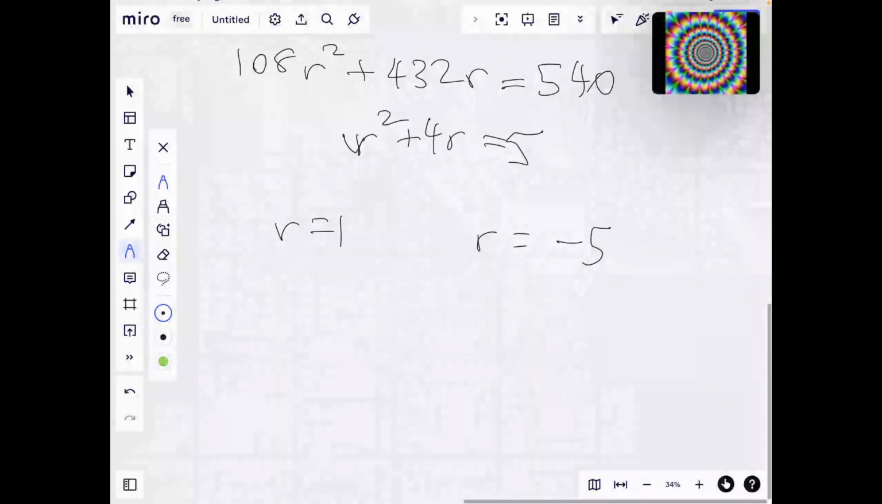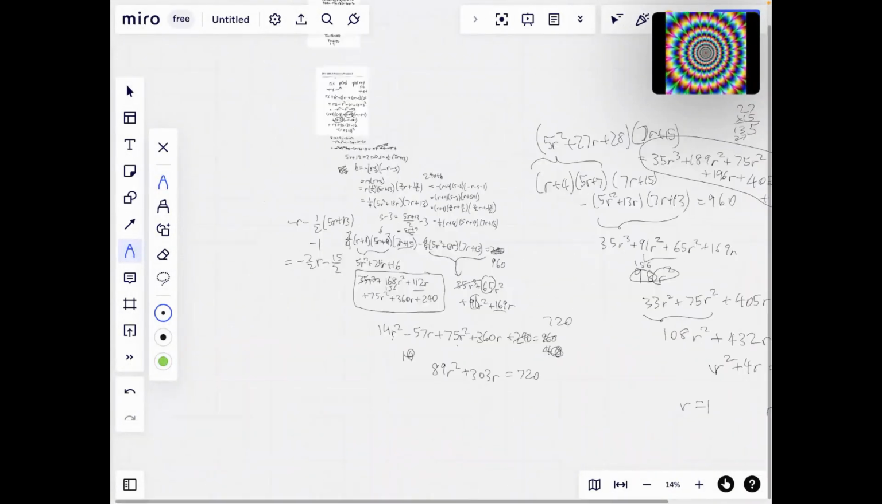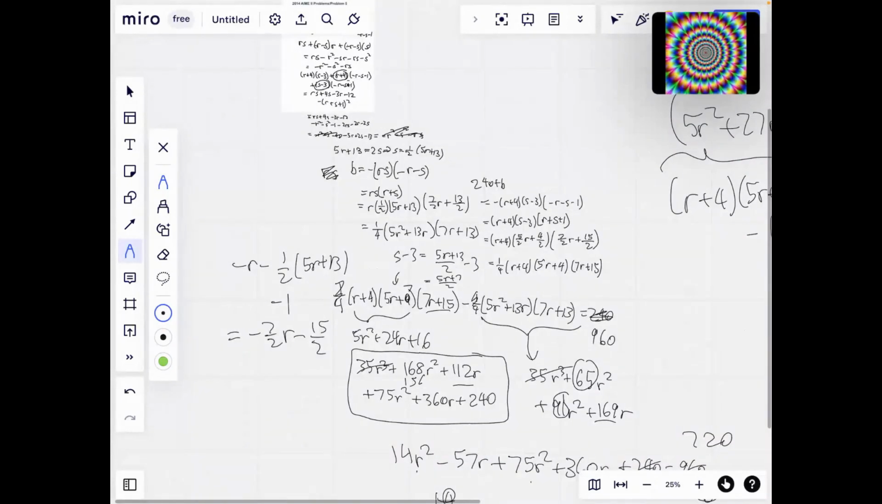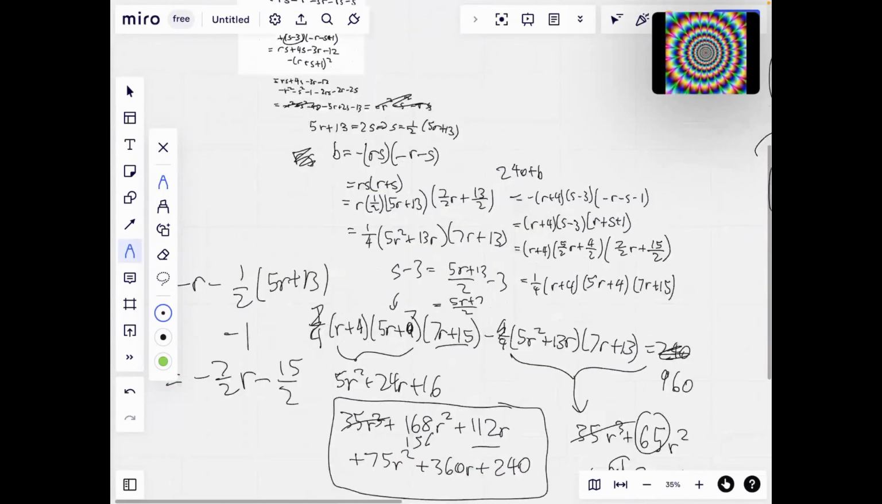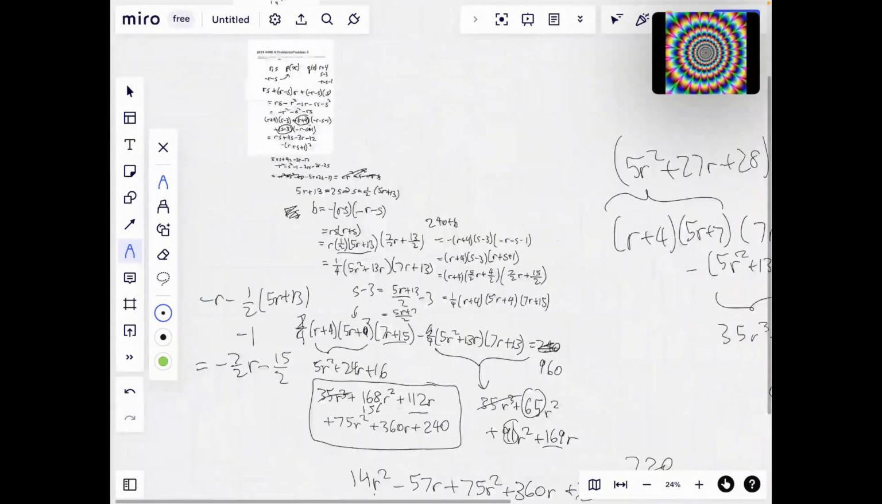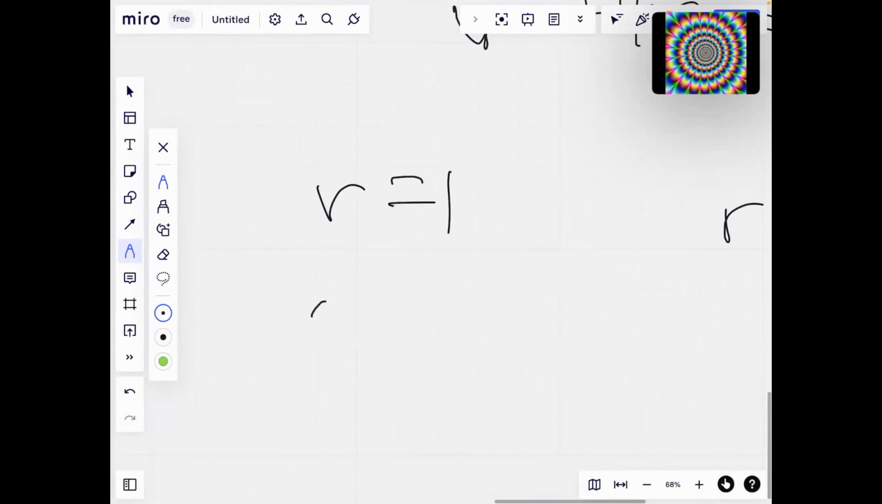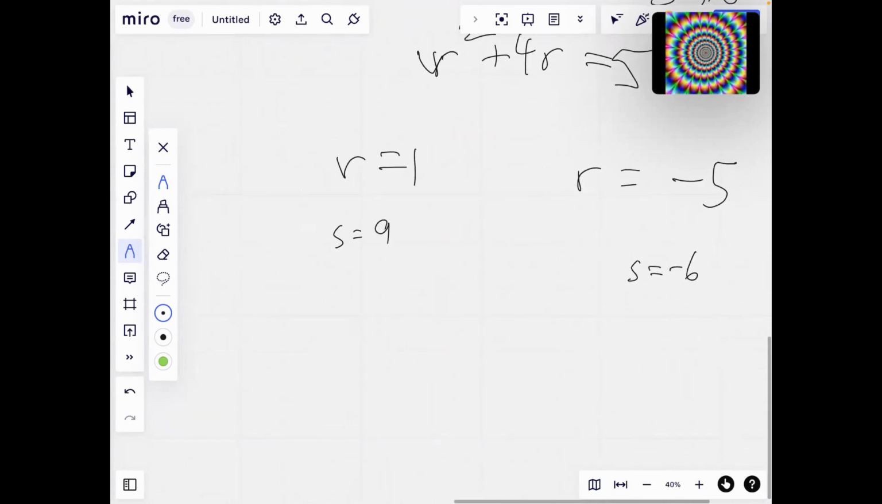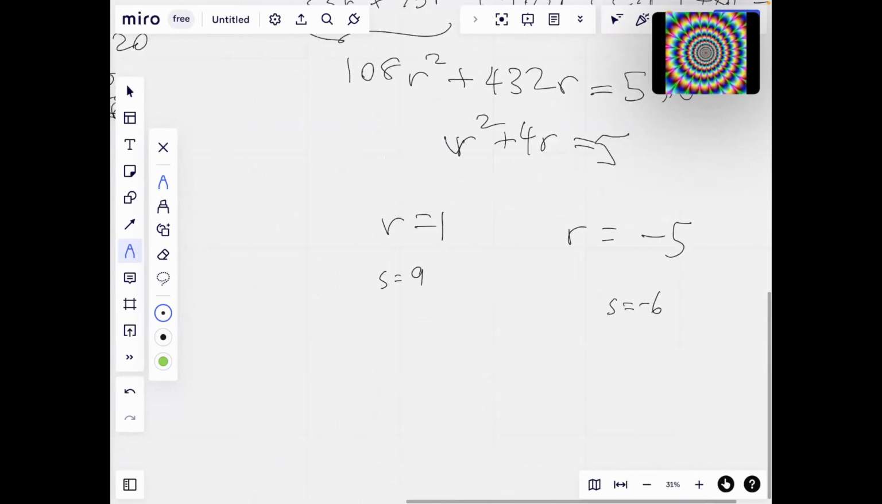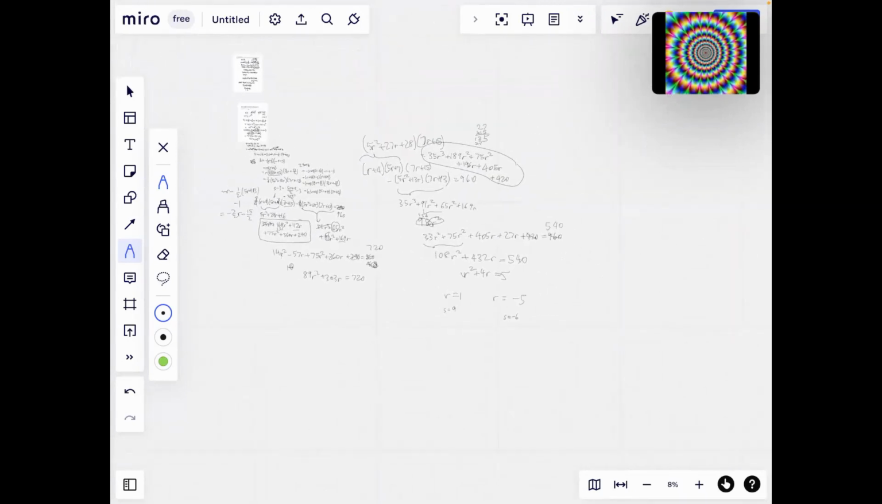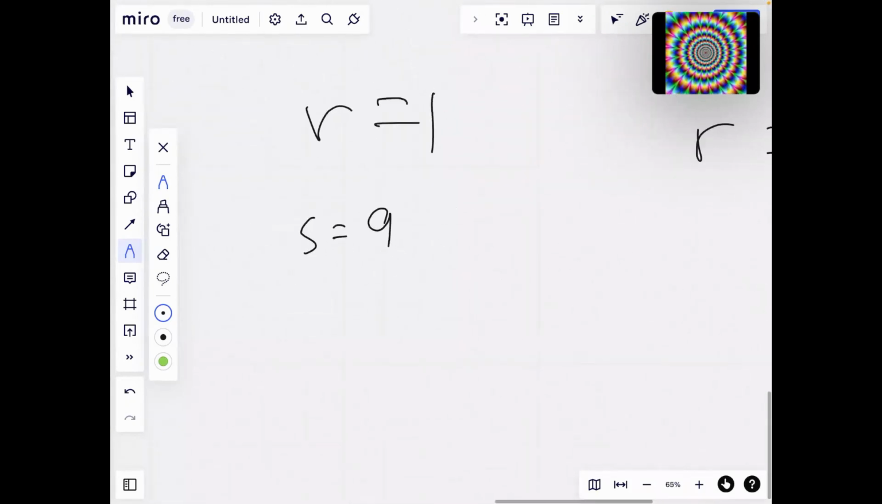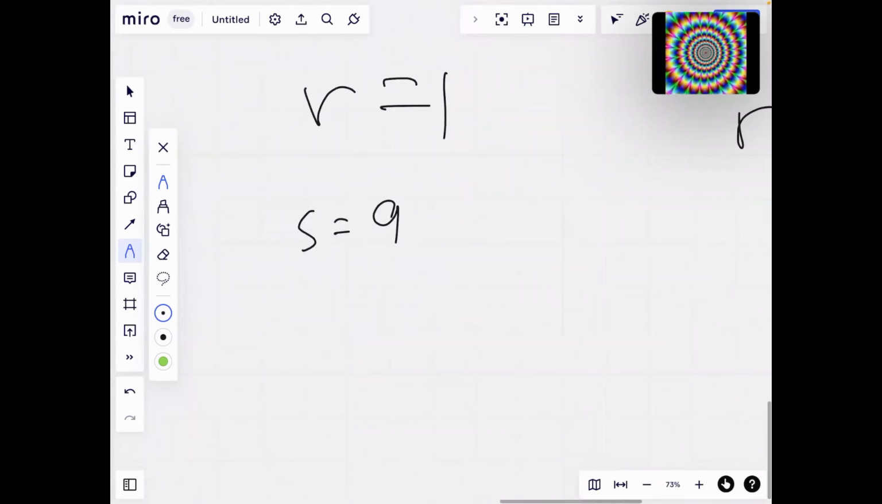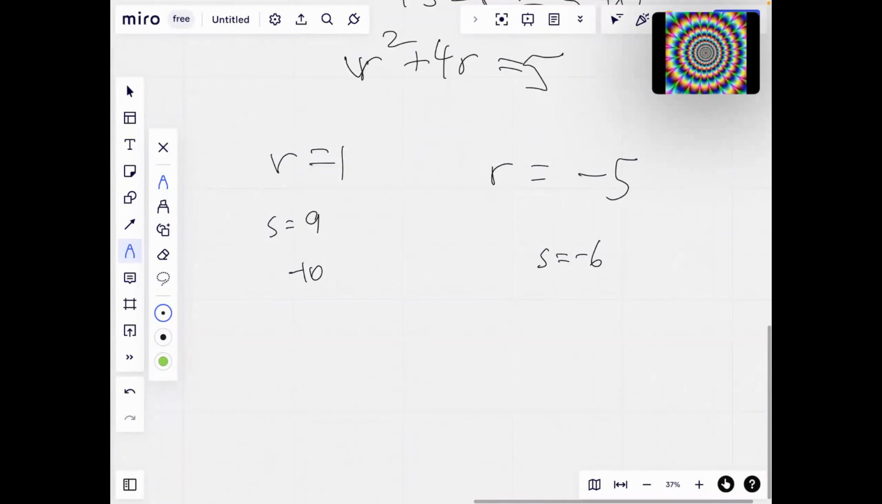And so once we have this, since we know the formula for s, see if we can find it. s here is equal to 5r plus 13 over 2. So s is equal to 9 and s is equal to -6. And so that means that we're looking for the value of b. So b is the product of the roots of P of x, which is just b. So that means that the third root would be -10, right? And over here, third root would be 11.